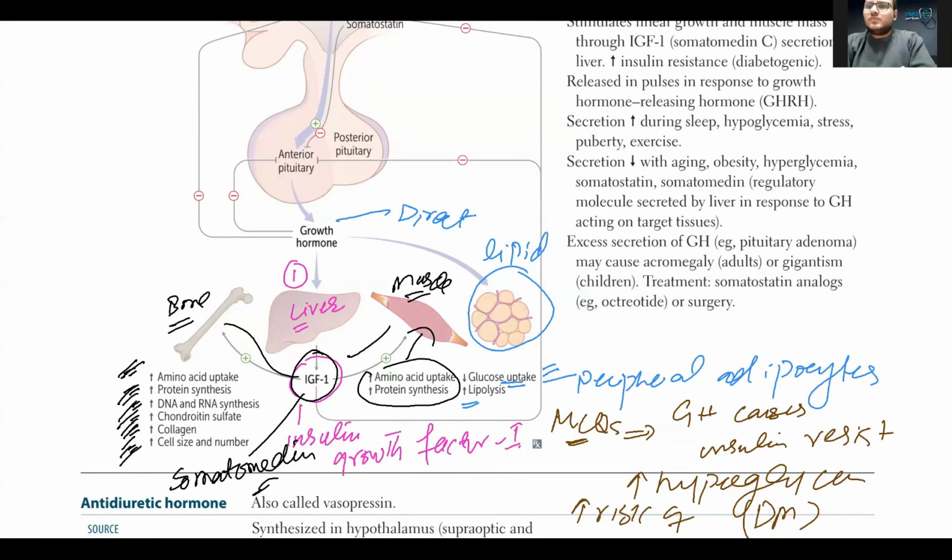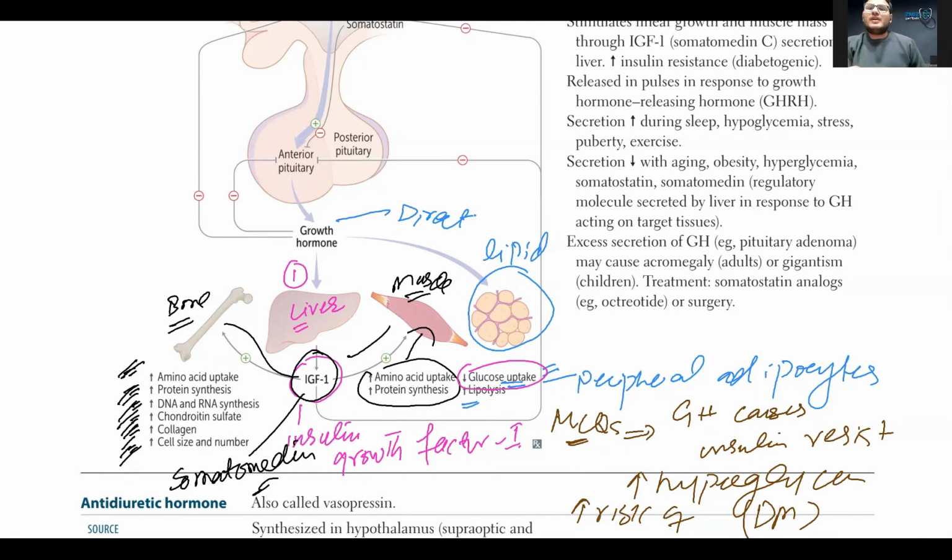Why? It is very simple. When there is decreased glucose uptake, there will be more glucose inside the blood, because the peripheral tissues that take up glucose and lower the glucose in the blood are inhibited by growth hormone. It means there will be hyperglycemia. So it is diabetogenic. Remember the word diabetogenic. Is that clear?